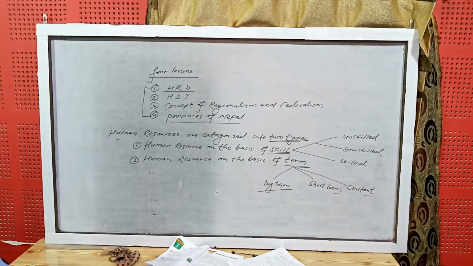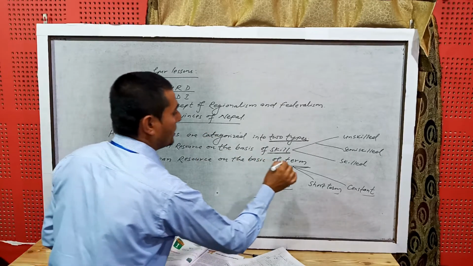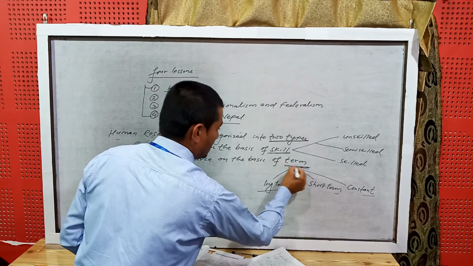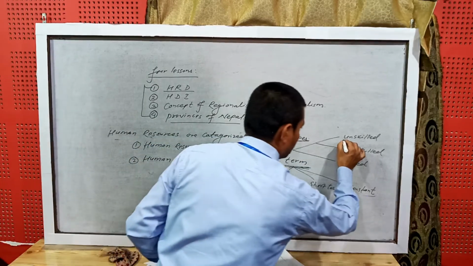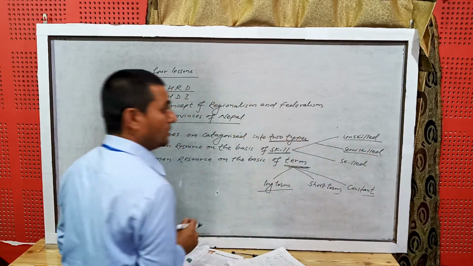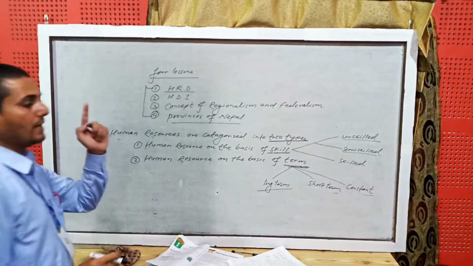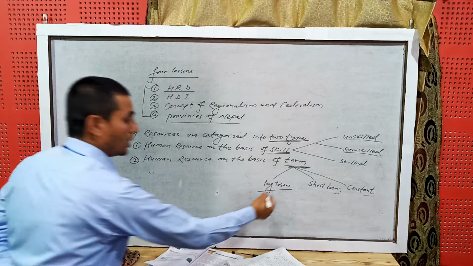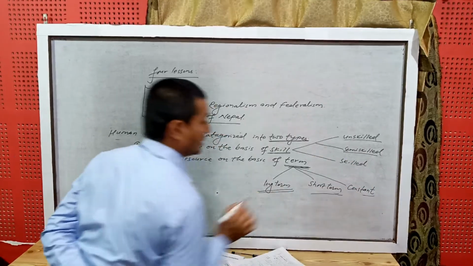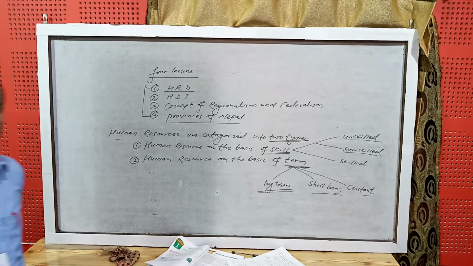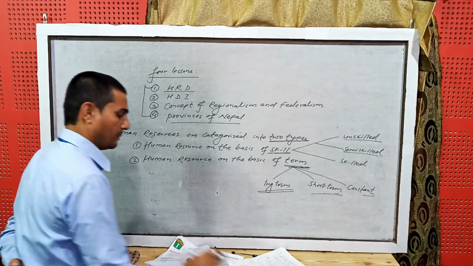Sometimes the question will be asked to categorize the human resource on the basis of term. So on the basis of skill, there are three types: unskilled human resource, semi-skilled human resource, and skilled human resource. Similarly, on the basis of term: long-term human resource, short-term human resource, and constant human resource. Now, I think you get some points on these topics.